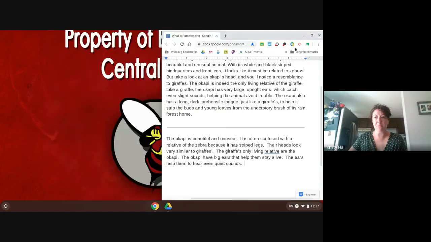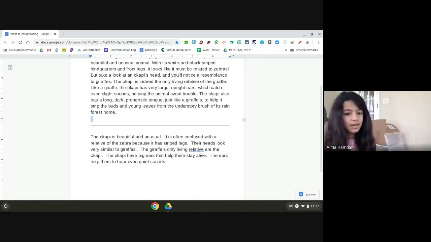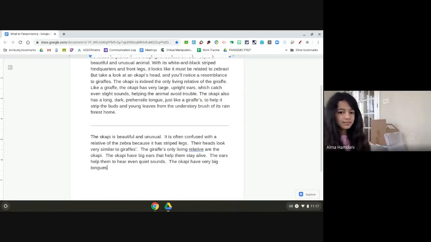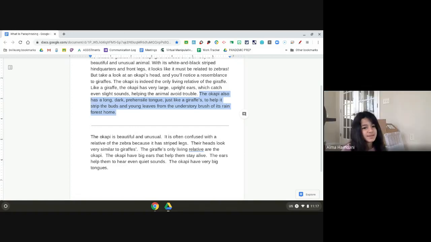Alma, can you help me here? The okapi have very big tongues. Great. I like how you put that into its own smaller sentence. Somebody else, help me with what our next sentence should say if we want to include the rest of the information. Alma described the tongue. What else do we need to include? Why they use the tongue?